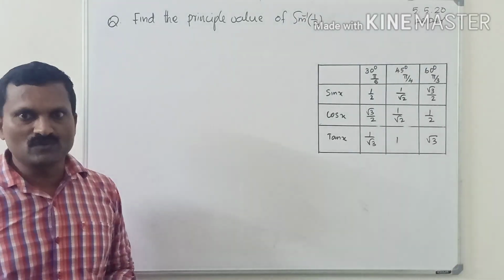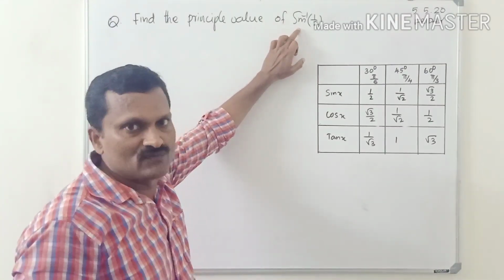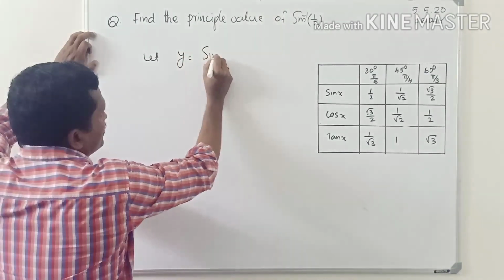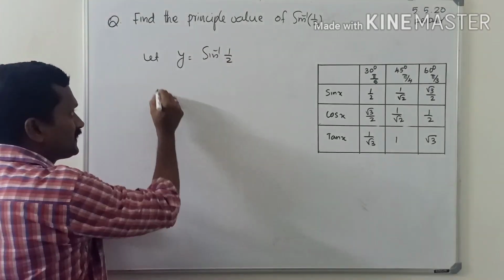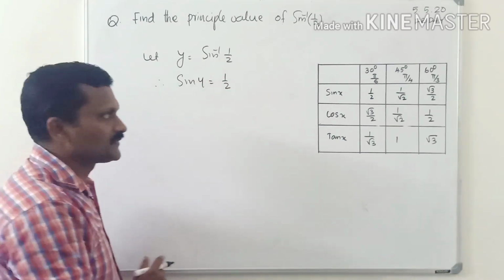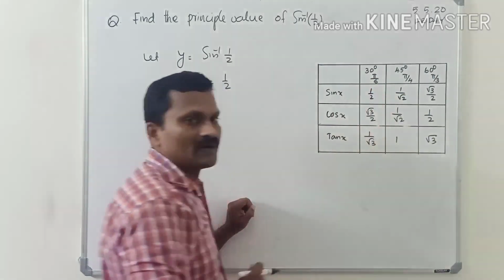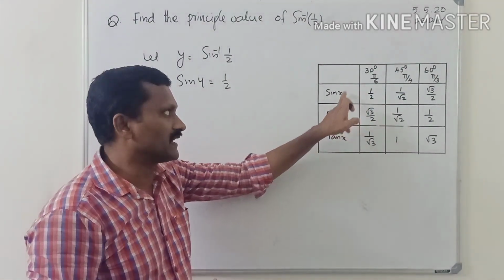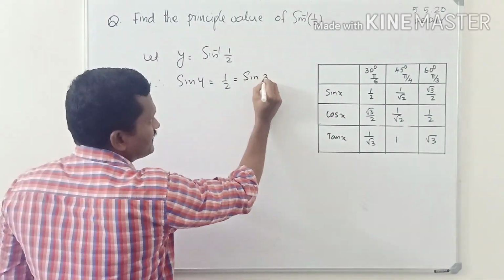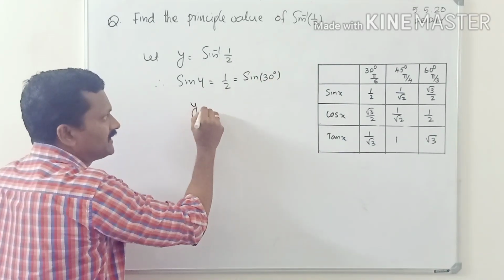We discuss some questions. First one, find the principal value of sin inverse 1 by 2. Let y equal to sin inverse 1 by 2. Therefore, sin y equal to 1 by 2. From the table, it is clear that sin 30 equal to 1 by 2. So 1 by 2 can be written as sin 30 degree. Now y equal to 30 degree.